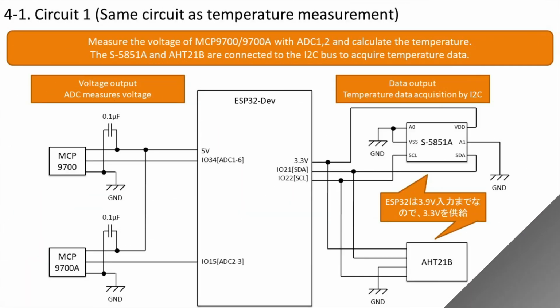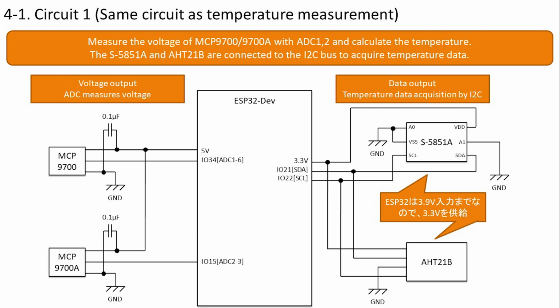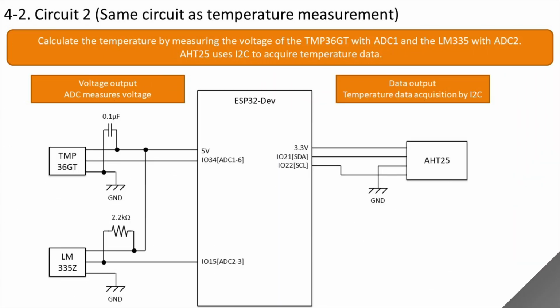Move on. It will be a circuit diagram. This circuit diagram is exactly the same as the temperature measurement. This circuit measures AHT21B. Wire the power and ground, and wire SDA and SCL to terminals 21 and 22 of the ESP32 for I2C communication. If other sensors also use I2C, the circuit will be similar.